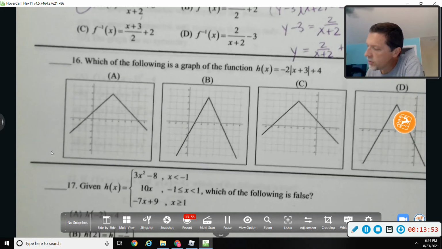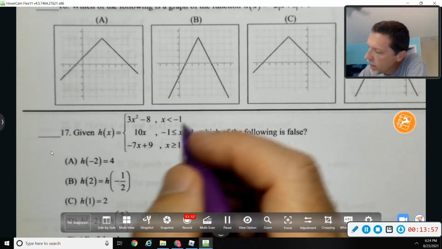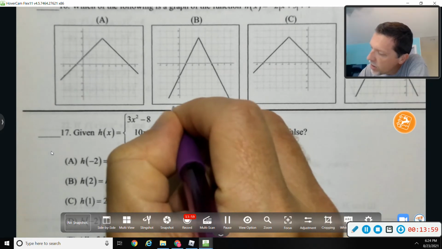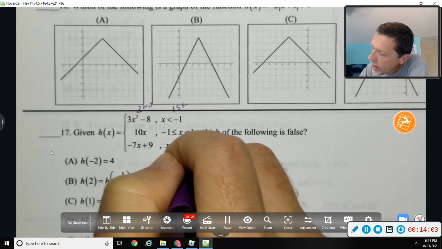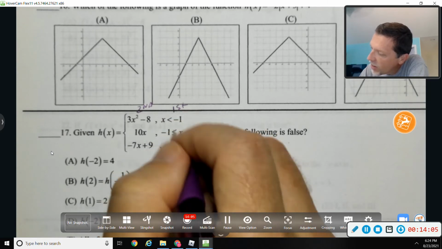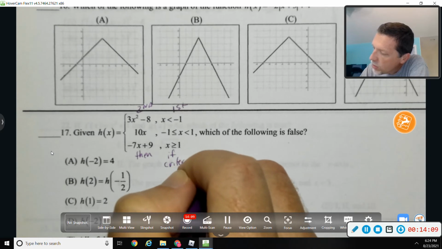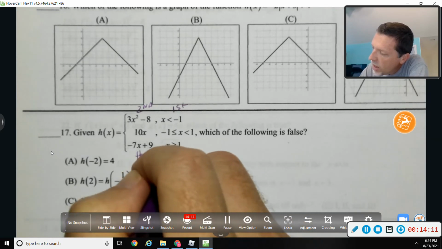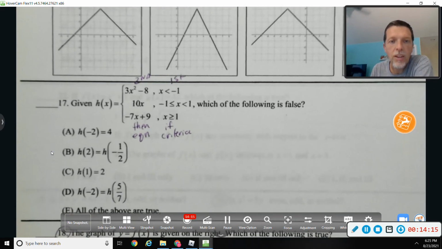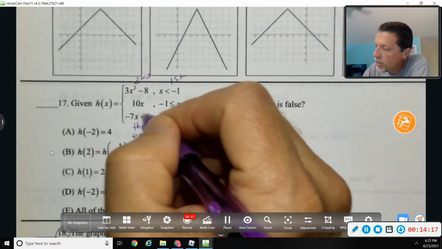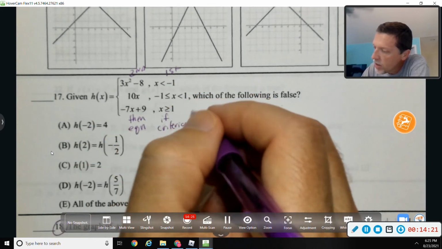16 you're good with. 17 you're probably okay with. I do want to say, don't forget to do this column first, this column second. Right? If x meets this criteria, then use the equation. Use the criteria column and then the equation column. Again, people make mistakes when they plug it into all three and then try to make a choice. No, pick which one to use and then plug it in.